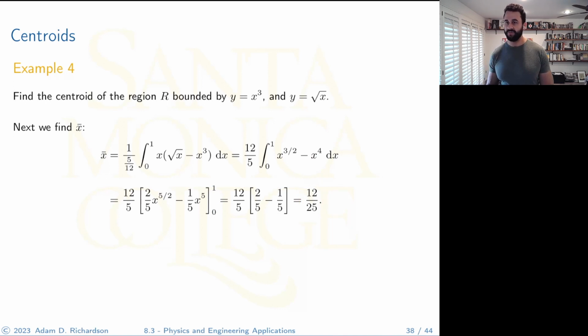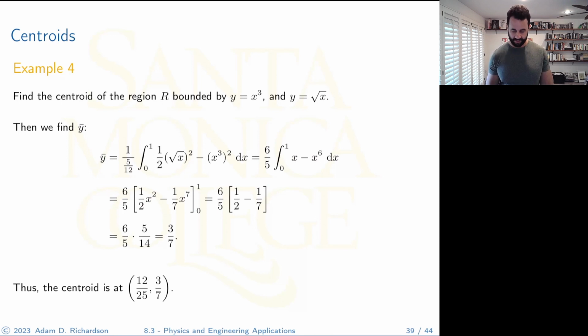Now we do the same thing for y bar. There's the area. We have 1/2 root x squared minus x cubed. Oh wait, I have a typo right here. There's a typo. This should be right. Oops, right here. There we go. That should be right there.